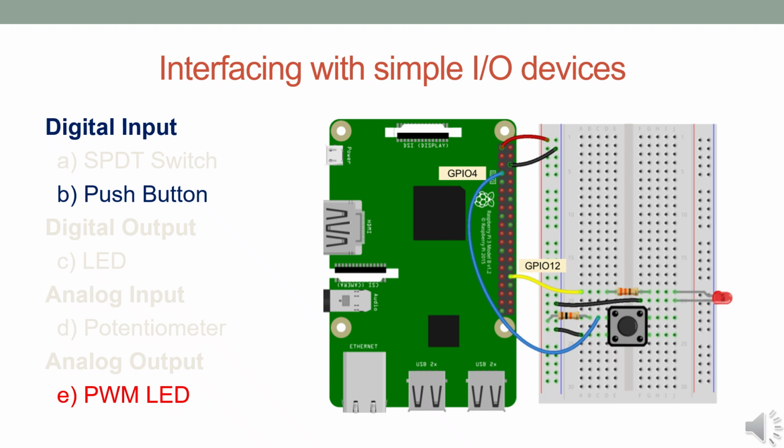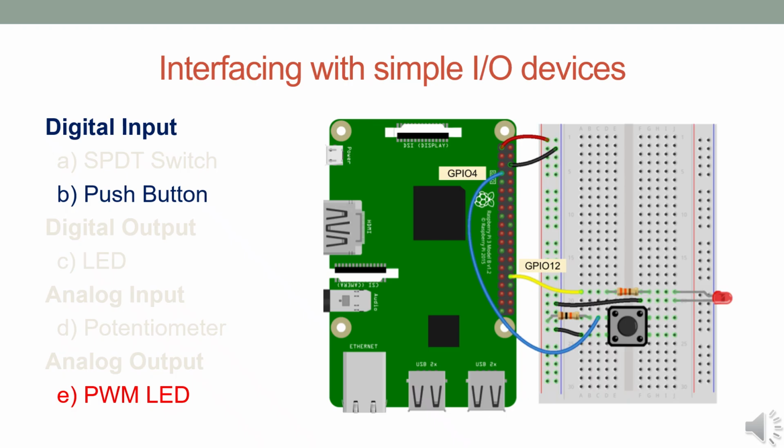Because GPIO12 supports hardware PWM, we can use it not only to switch the LED on and off, but also to control its brightness smoothly. For the push-button connection, one terminal of the button is wired directly to GPIO4, and the other terminal is connected to one of the Raspberry Pi's ground (GND) pins.